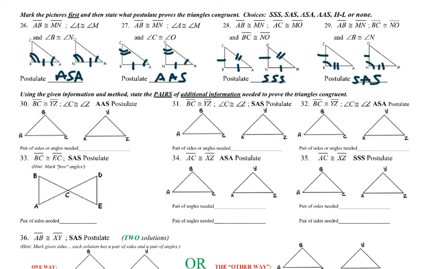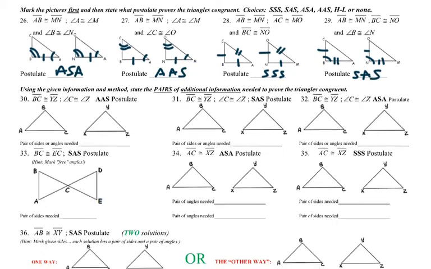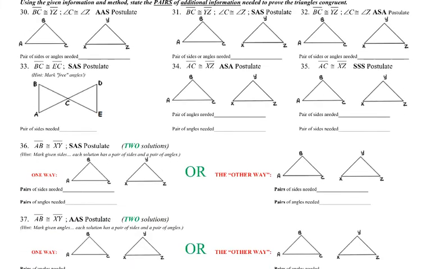You have to mark the picture first. People want to just say the answer, but you have to mark the picture first. Then we've got our additional info. So they're giving us some things for free that I mark on the picture. And then I like to use a different color to say, okay, angle, angle, side. What's the extra thing I need? Oh, I need angle A congruent to angle X, and then it will be angle, angle, side.